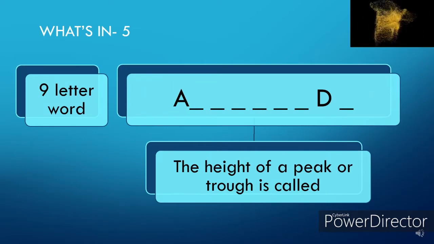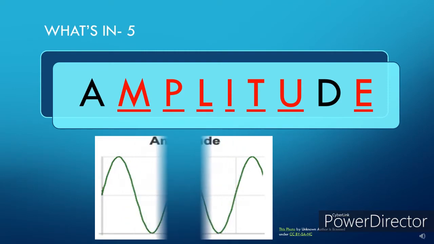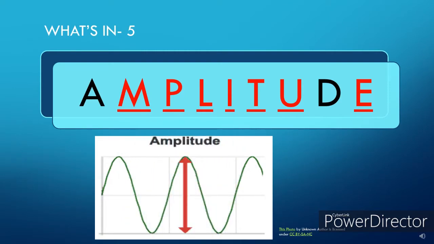9-letter word. The height of a peak or trough is called blank. What is that word? The correct answer is amplitude. The height of a peak or trough is called amplitude.